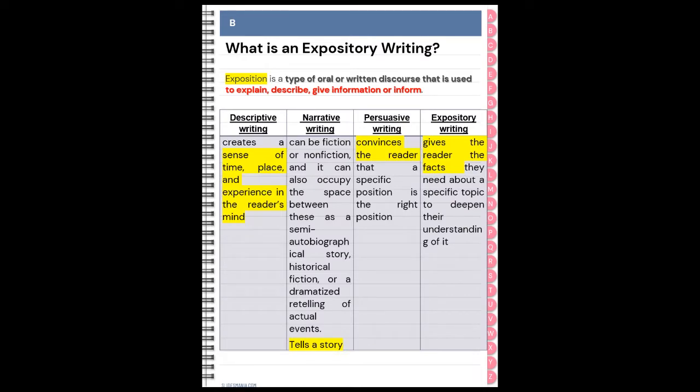Now, to clearly determine the difference of expository writing to other types of writing, let us have the following. Descriptive writing creates a sense of time, place, and experience in the reader's mind. Narrative writing can be fiction or nonfiction. It can also occupy the space between these as a semi-biographical story, historical fiction, or a dramatized retelling of actual events. It tells a story. Persuasive writing convinces the reader that a specific position is the right position. Expository writing gives the reader the facts they need about a specific topic to deepen their understanding about it.